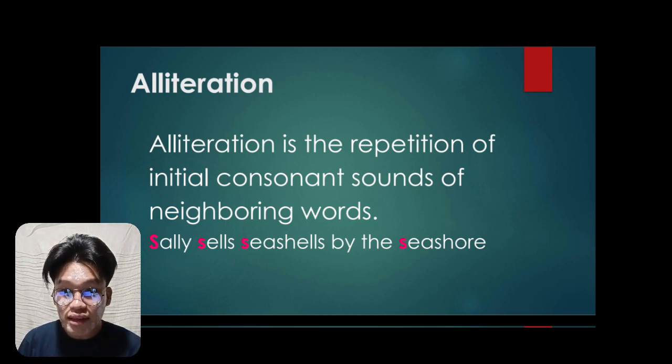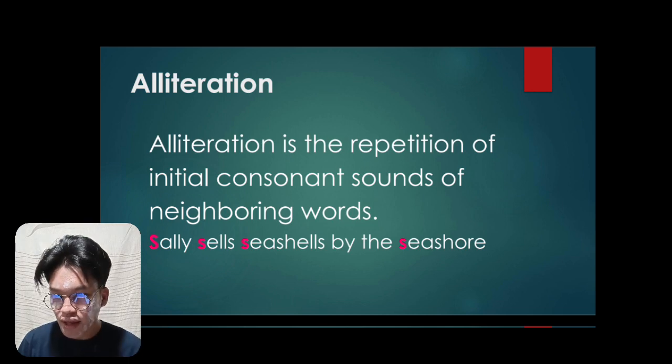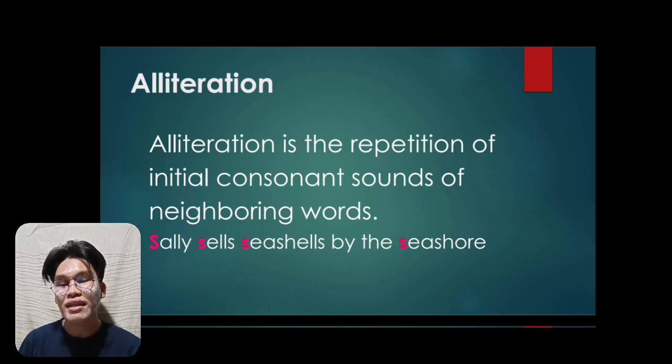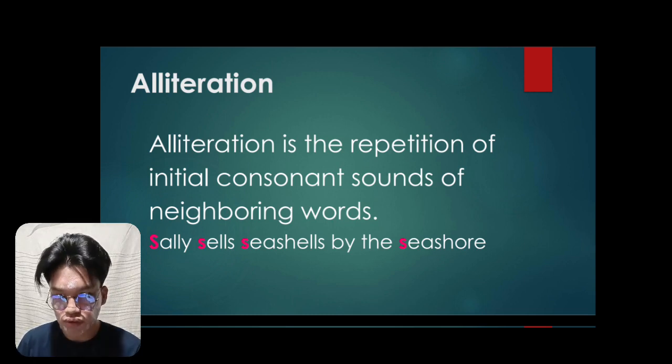So with that sentence, a given phrase there, Sally sells seashells by the seashore, we can notice that the initial letters are S. That is all S. Sally sells seashells and by the seashore. So that is alliteration. So we're just repeating the initial consonant sound of neighboring words.